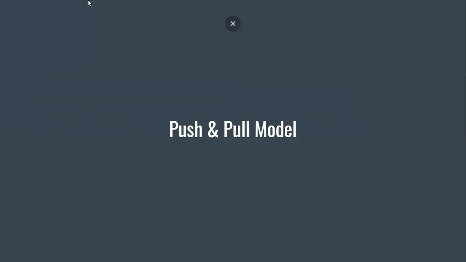Push and model versus the pull model. This one is wait. Okay, you can continue.